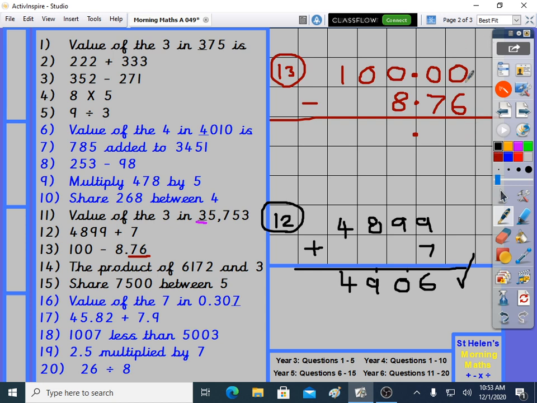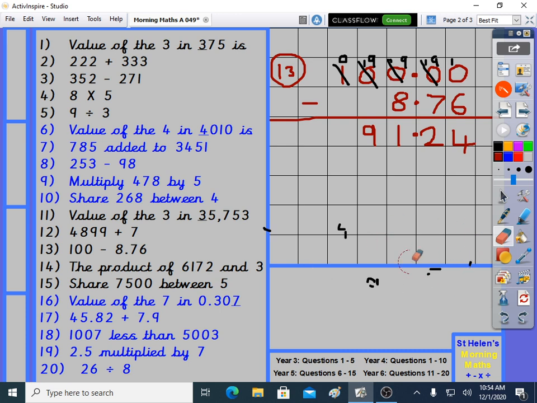0 take away 6 is not 6, and it's not 0. 0 needs some help. Go right along here. 10 take away 6 is 4. 9 take away 7 is 2. 9 take away 8 is 1. There's a 9 here and nothing here. So we get 91.24. Number bonds check: 76 and 24 make 100. So that's okay. And we're on question 14.